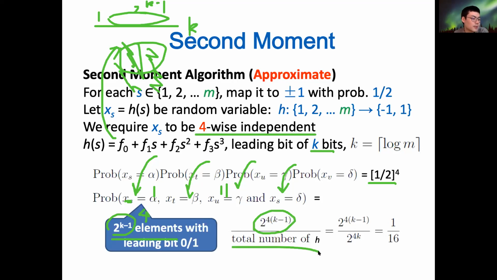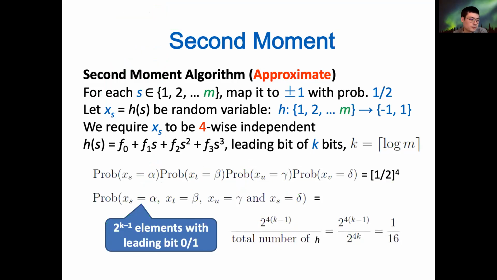Now, what's the total number of possible values? If you don't restrict these cases, the space is very large. Basically, all k bits can change, so it's 2 to the power k, for each of the 4 elements, 2 to the power k to the power 4. If you compute the possible combinations of all values, we are saying that these values can become 1, 1, minus 1, minus 1, or 1, minus 1, minus 1, 1, or something.